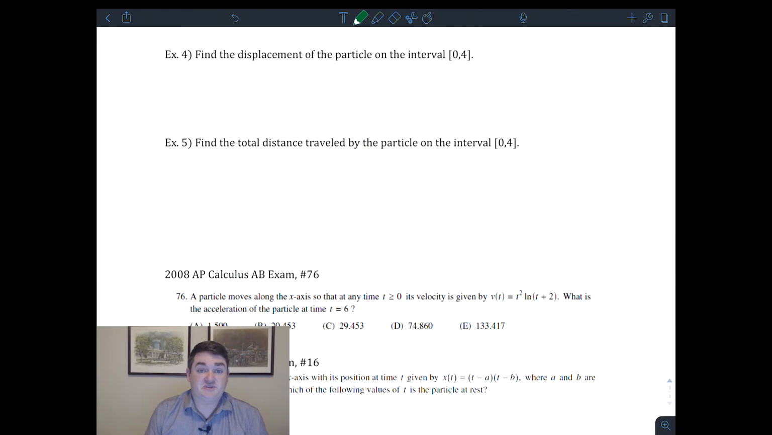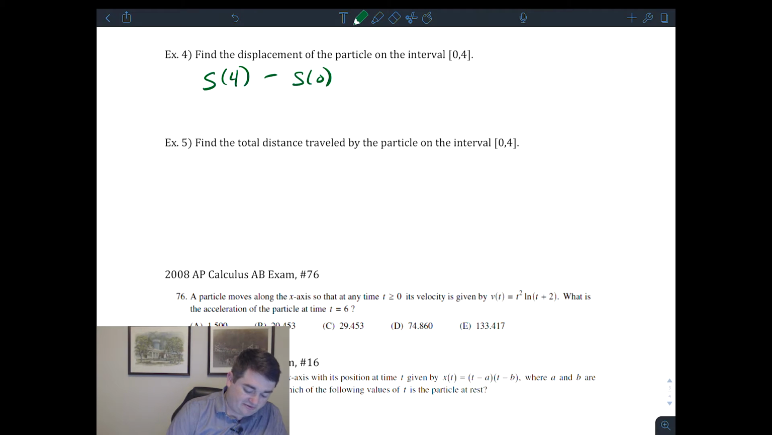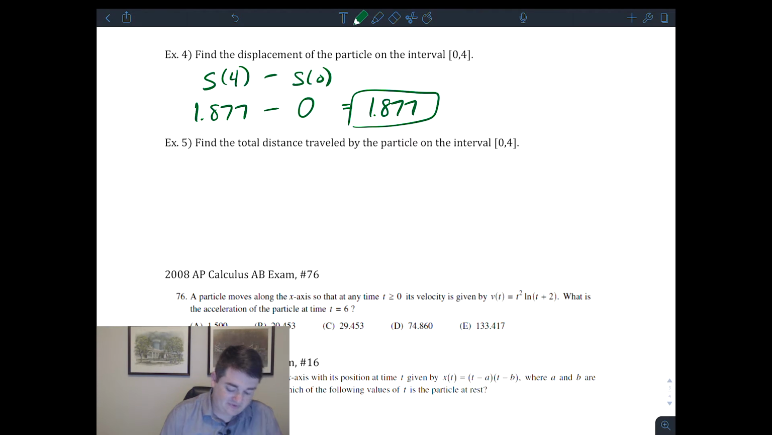Example 4 says find the displacement of the particle on the interval 0 to 4. Remember, displacement only cares about where you started and where you ended. So the position at 4 minus the position at 0 gives you your displacement. The position at 4 is 1.877. The position at 0 is 0, so my displacement is 1.877.